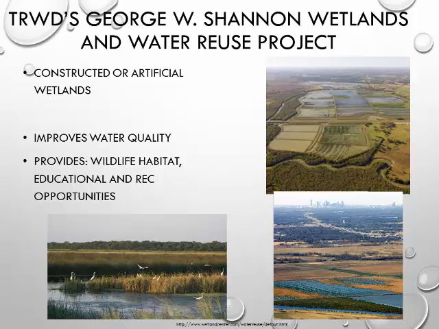We have an example of a constructed or artificial wetland here in Texas. The Tarrant Regional Water District's George W. Shannon Wetlands and Water Reuse Project is a functional artificial wetland that will soon serve as a water supply for the district. The entire system encompasses 2,000 acres and also serves as a habitat to wildlife in the area.